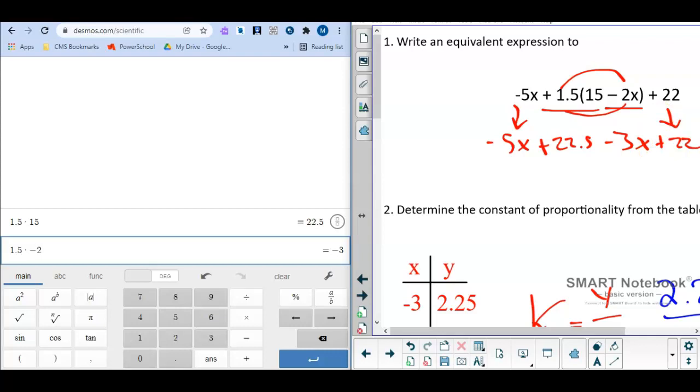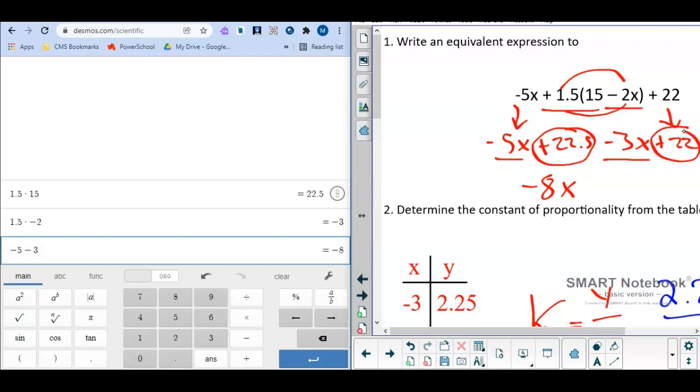From there, now I can combine like terms. So I have a negative 5x and a negative 3x. So I would go over to my calculator. Negative 5 minus 3 says that it would be negative 8x. And then again, I have a positive 22.5 plus 22. Again, we'd be able to do that mentally, 44.5.